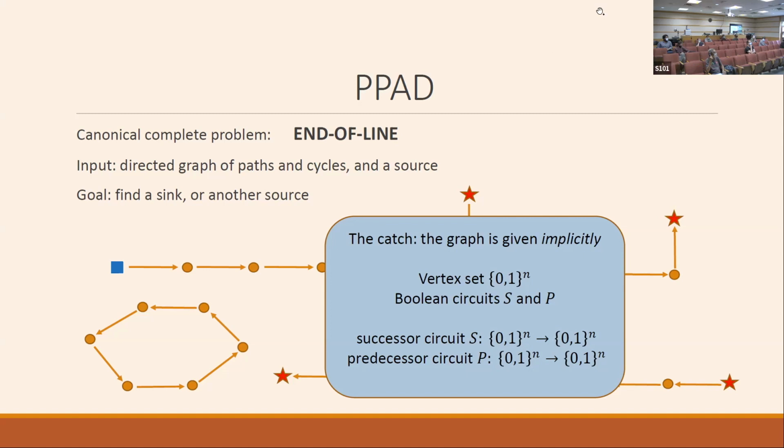Let me ask if there are any questions about the definition of the problem. How are you guaranteed that it is not, I don't know, only cycles? So because you're given a source in the input, it's guaranteed that there will exist at least one sink, and that's why there always exists at least one solution. Otherwise, the problem would not be TFNP. So that's why it's important that you're also given the source in the input, so that you know there has to exist a solution.